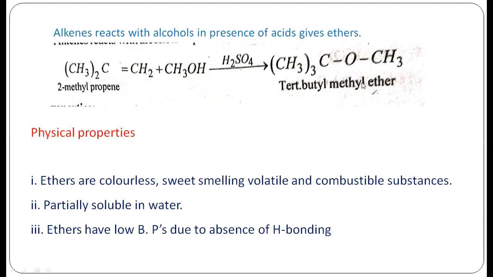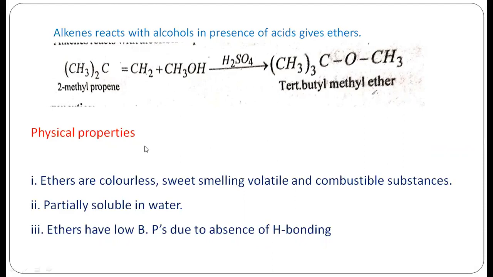Tertiary butyl methyl ether. In the presence of the acid catalyst, first H plus will attack here, then CH3O minus will attack one of the carbons, and H plus will attach to the other carbon, which produces the tertiary butyl methyl ether. So these are the preparation methods of ethers.